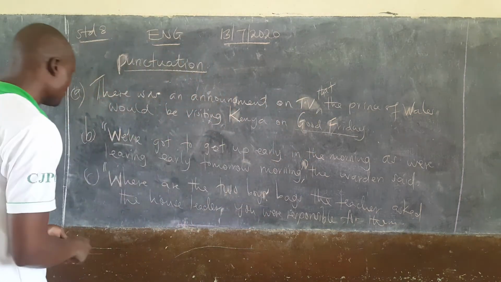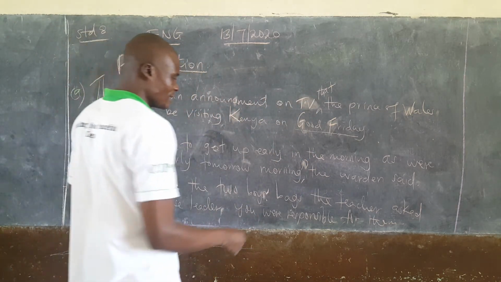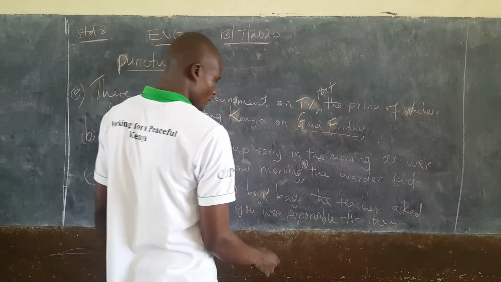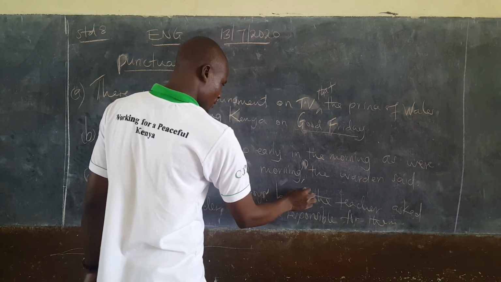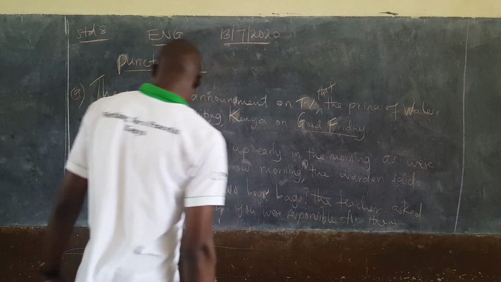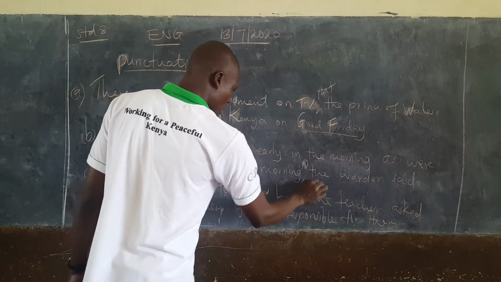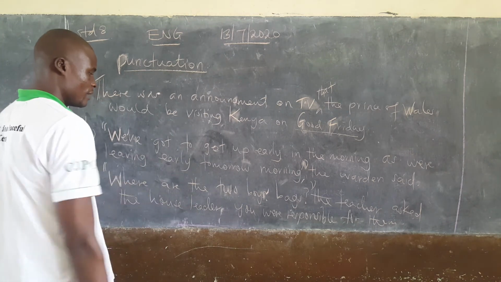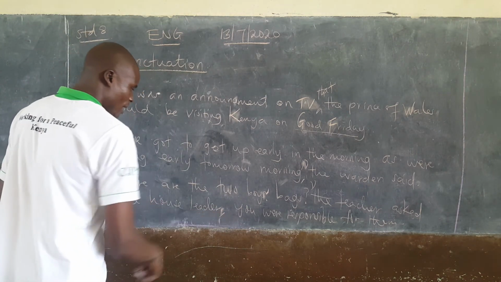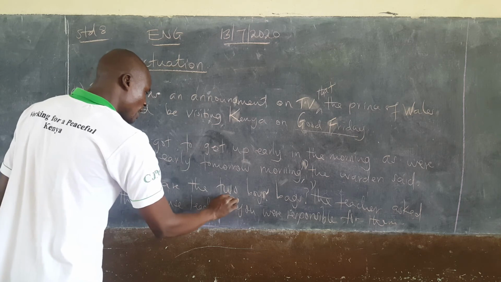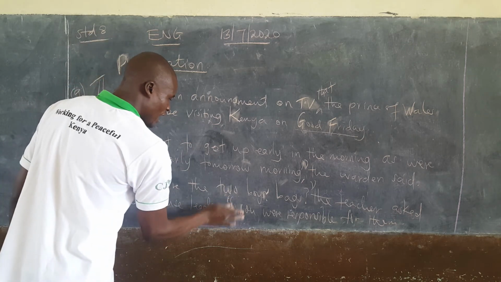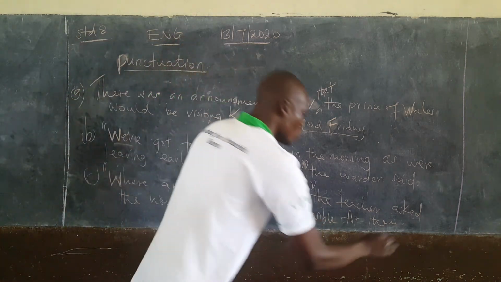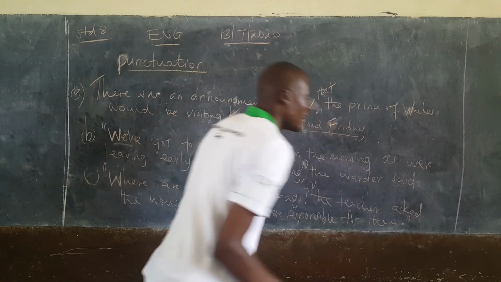So we come and say, where are the two boys' bags? Correct like that. Where are the two boys' bags? Question mark. Where are the two boys' bags? End of quote. The teacher asks the house leader. Then we put a comma and then we begin another quotation mark, because he added something here. Give a capital letter. You are responsible for them. This is what the teacher added.